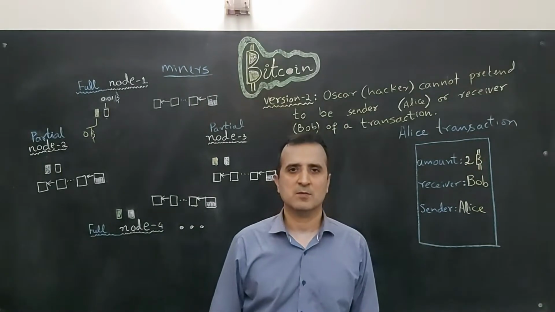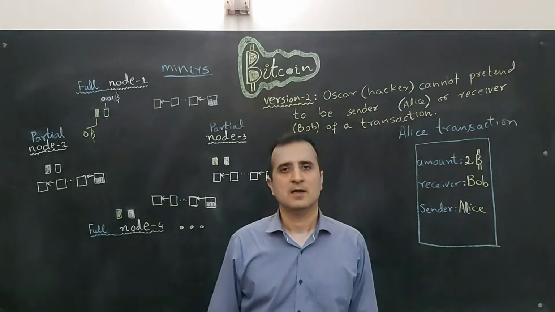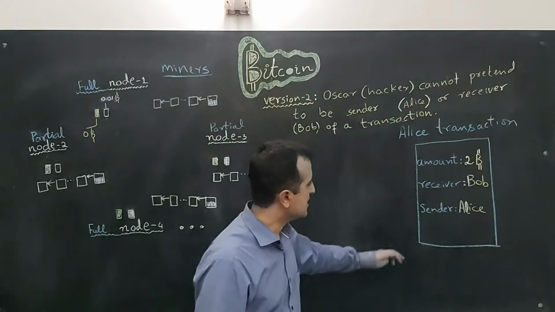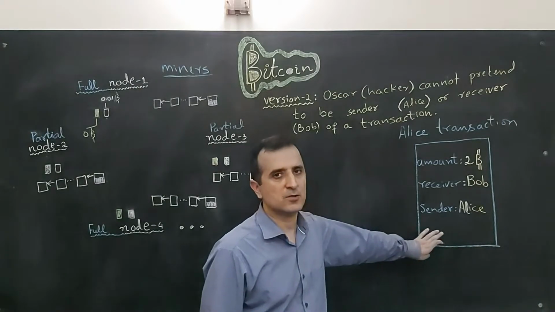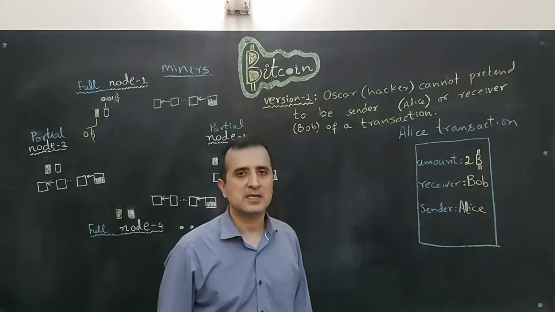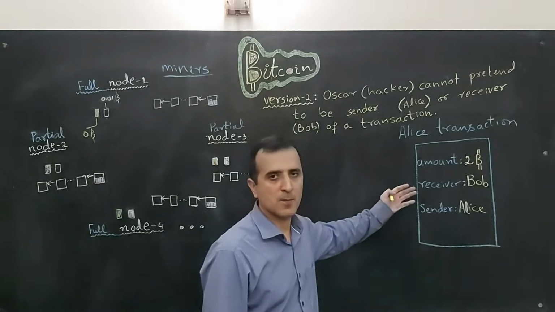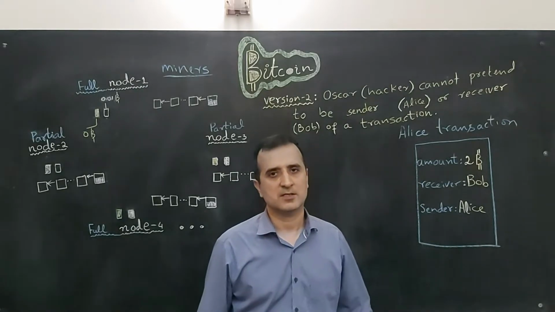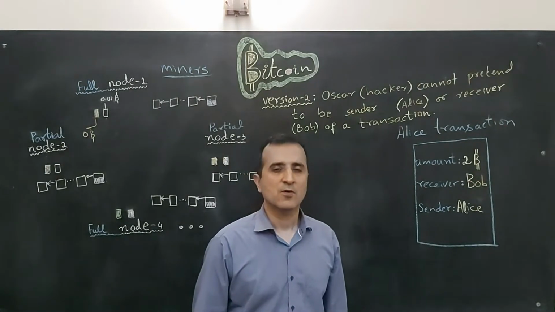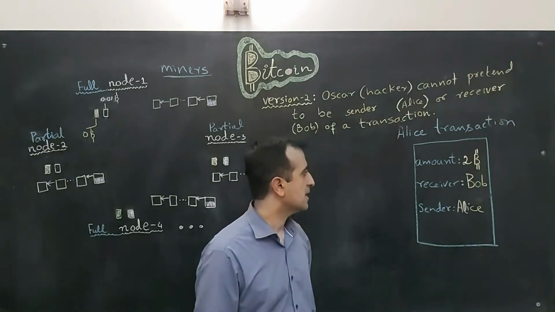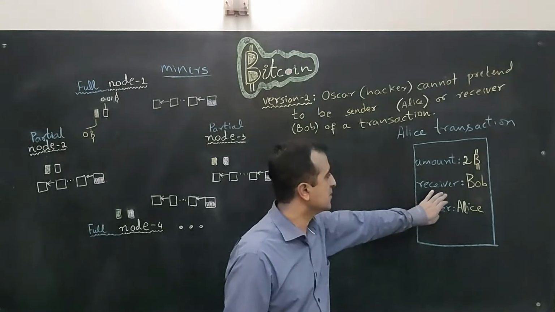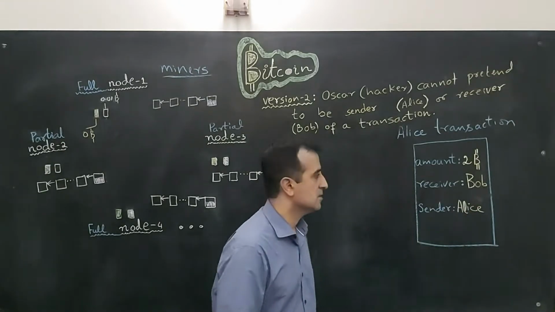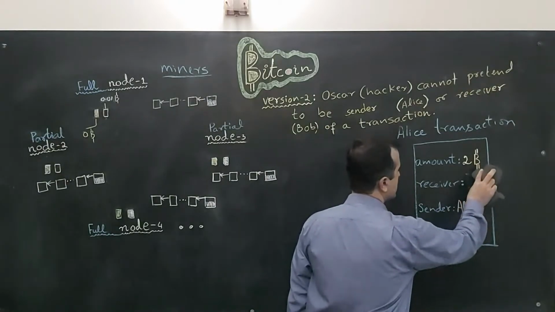So welcome to version number 2 of Bitcoin. In version number 2, we have to ensure that this transaction is generated by Alice and Alice only, and this transaction is received by Bob and Bob only. Oscar cannot generate this transaction, and Oscar cannot receive this transaction. So what we're going to do is that instead of writing receiver as Bob, we will write here the public key of Bob. So we don't write Bob here, but the public key of Bob.